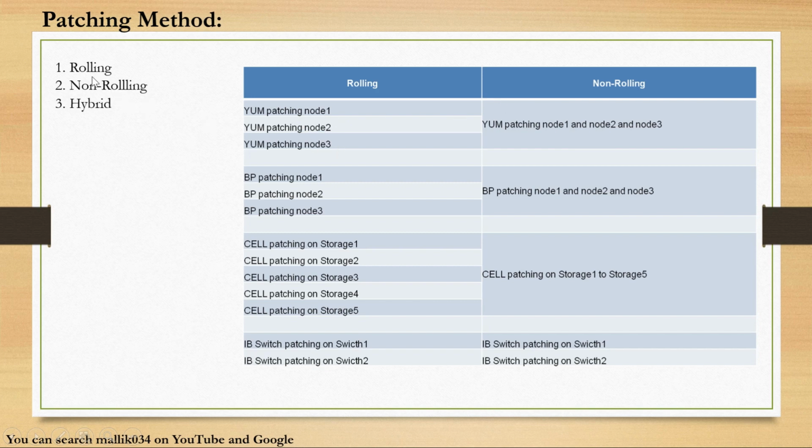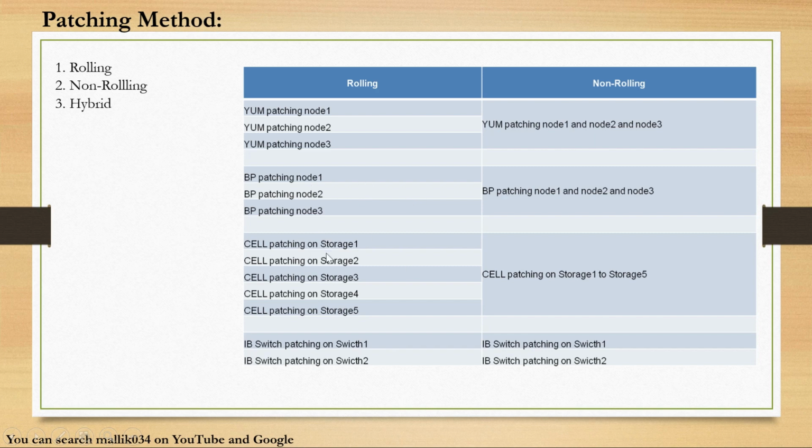And if it is non-rolling, I can shut down all my cluster DBs and all DB nodes, and start patching on all three DB nodes at the same time. Similarly, for bundle patching, GI patching and DB home patching, again shut down all my DBs and the GI home, GI cluster on all DB nodes, and then start all together. Or you can start one node at a time. So that is rolling and non-rolling.